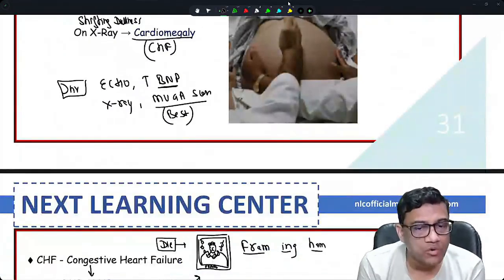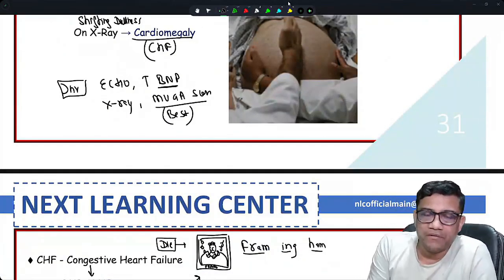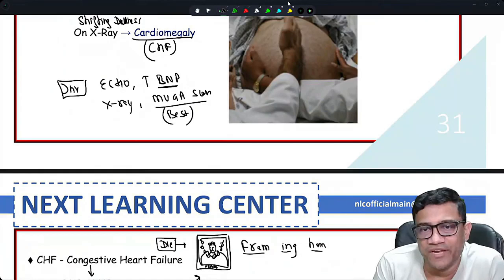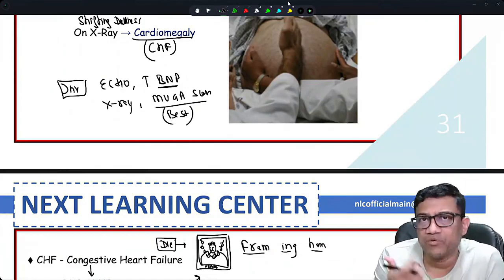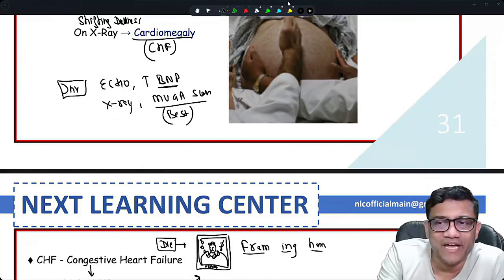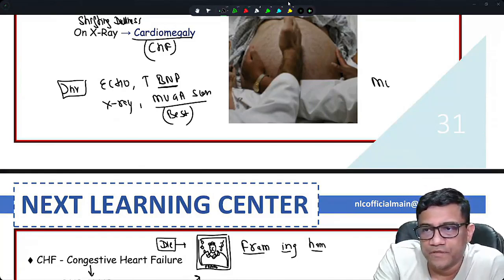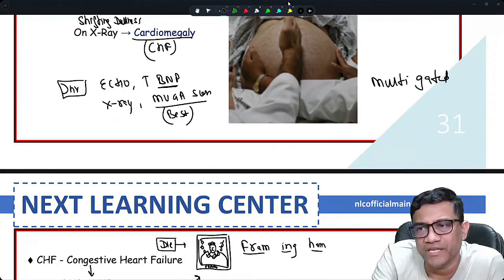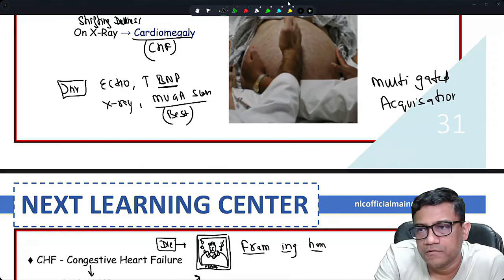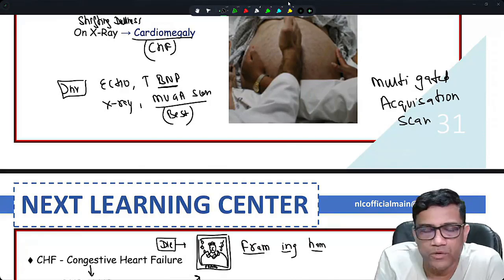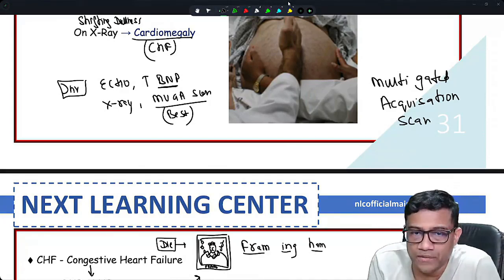Investigation, we do echo, and we also do BNP. What is BNP? Brain natriuretic peptide. X-ray, MUGA scan. What is MUGA scan? It is for ventricular functioning. MUGA is multi-gated acquisition scan. It's an isotope study, very similar to our RAIU. Are you clear? Called MUGA.